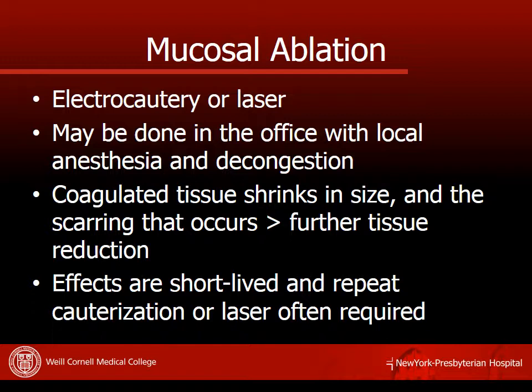So mucosal ablation is when electrocautery or laser is used to coagulate the tissue of the inferior turbinate. That coagulated tissue will shrink in size, and the scarring that occurs will result in further tissue reduction. The benefits of this is that it's something that can be done in the office with local anesthesia and decongestion. However, the effects may be short-lived, and repeat cauterization or laser are often required.